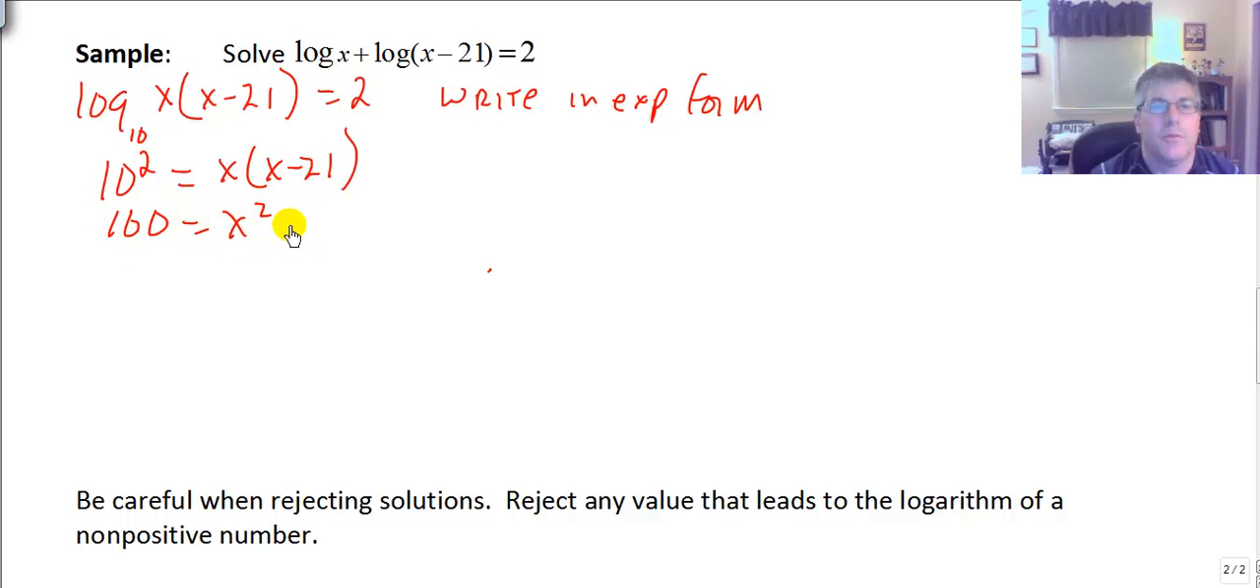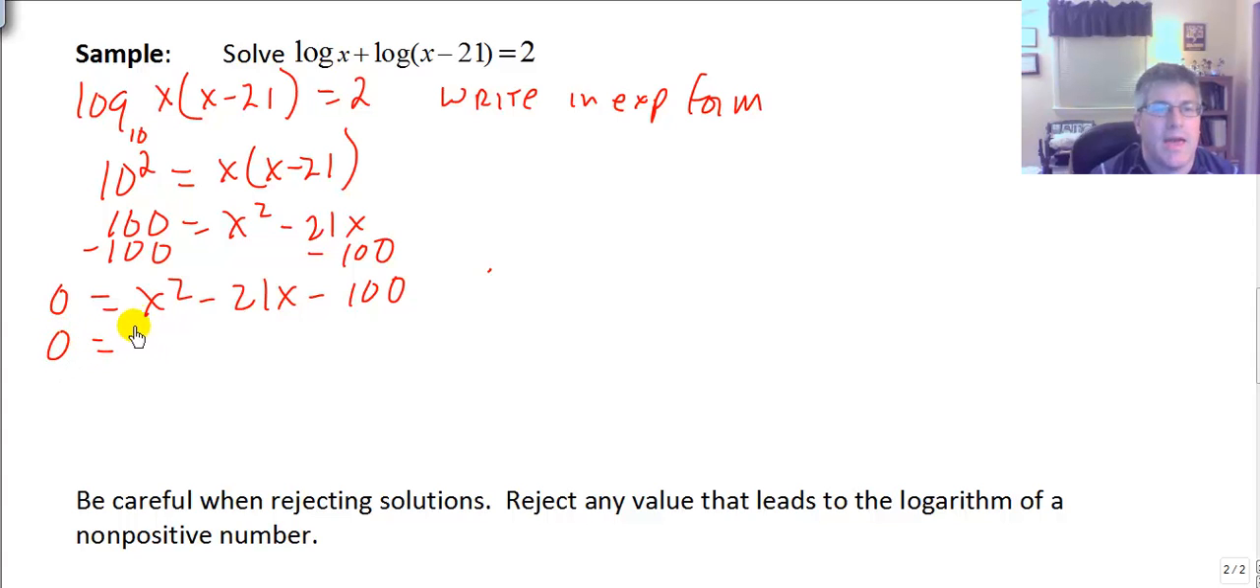And then distribute our x, we get x squared minus 21x. We have an x squared, so we know we're going to have to set it equal to 0 and factor. So if we subtract 100 from both sides, we get 0 equals x squared minus 21x minus 100. And that is going to be fairly easy to factor. Factors of x squared are x and x. Factors of 100 are 25 and 4. We'll do minus 25 plus 4. Solving for x, we get x equals positive 25 and x equals negative 4.